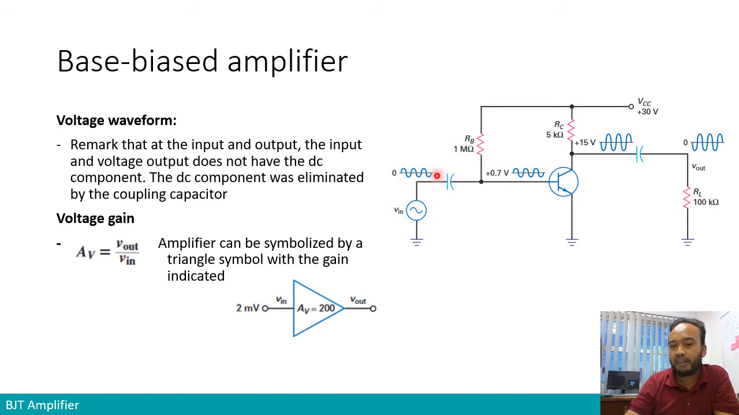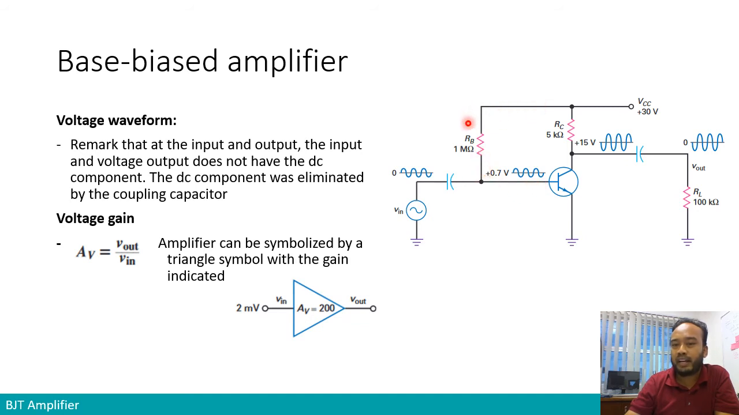So here the average value of the sine wave is 0, but now after the coupling capacitor, we add the DC component that comes from the base voltage. The base voltage is basically equal to the bias voltage. So we are shifting it. The average is now equal to 0.7 volt, right? From that 0.7 volt, we can calculate the base current. So I let you do it.